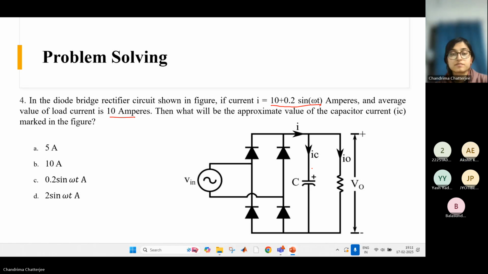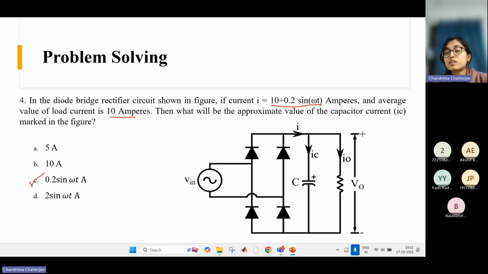I'm 10 ampere. No, actually, see what they have, option C. Yeah, option C. That is the correct answer. Can you please explain why option C is correct? The question itself, they gave the current expression is 10 plus 0.2 sine omega t. Right. 10 is the load current. Yes. The I should be the sum of IC plus I naught. Right. Correct. So 0.2 sine omega t.